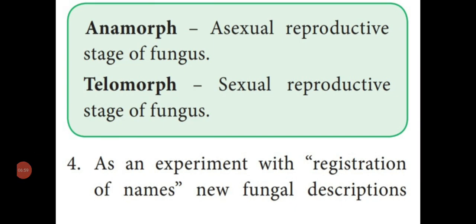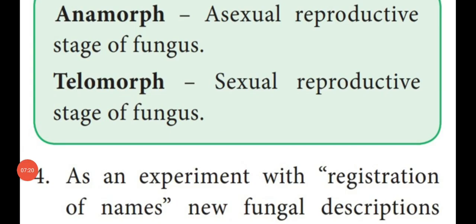So this gives an important 2-mark question. What is anamorph and teleomorph? Ana means the asexual reproduction stage of a fungus. Teleomorph means the sexual reproductive stage of a fungus. So both the characters are eliminated, and also morphotaxa. Anamorph and teleomorph are eliminated from the ICN basic principle.